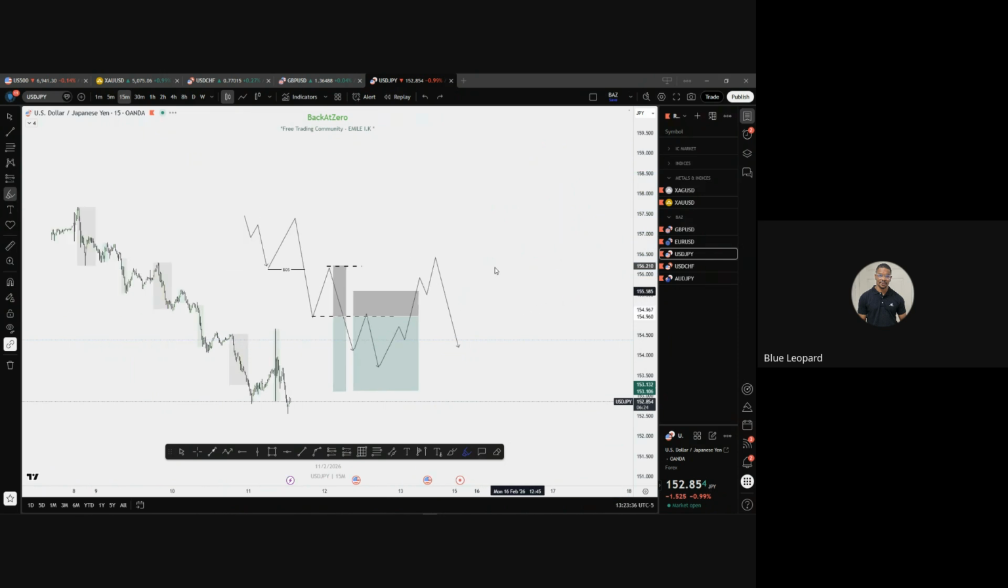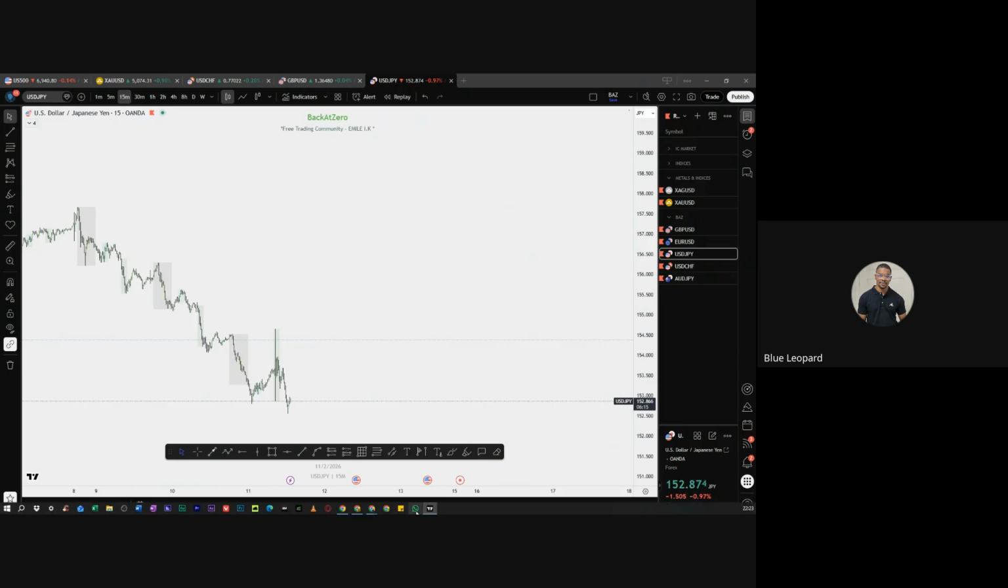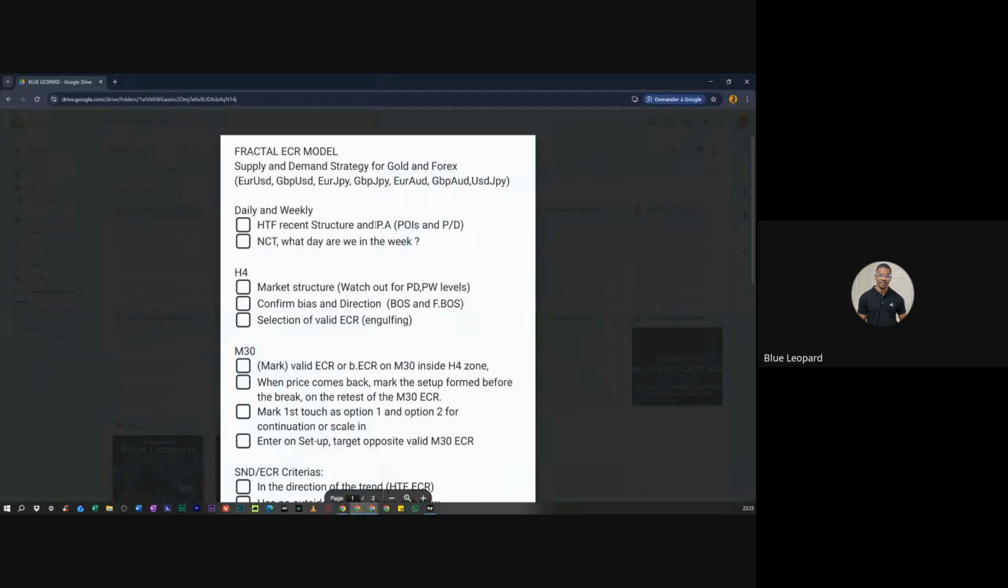If you understand that common explanation I just gave on liquidity, you should understand one thing. I was giving you the steps here. We go back again. First, it was higher time frame, recent structure and price action, point of interest, and premium and discount. Point of interest is internal and external range liquidity. Premium and discount, you know how we do premium and discount.